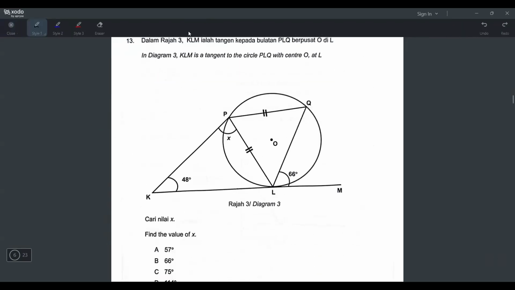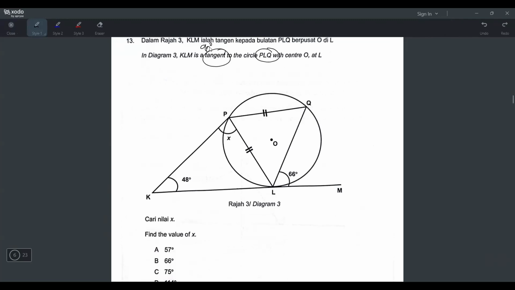Okay, let's continue with question number 13. Okay, in diagram 3, KLM is a tangent to the circle. Where is it? KLM is tangent to the circle. Okay, PLQ with center O at L. Okay, let's talk about tangent. So tangent, immediately when you think about tangent, you think about 90 degree, right? In mathematics, because in NMaths is different one. For NMaths, they have to know more stuff about tangent.